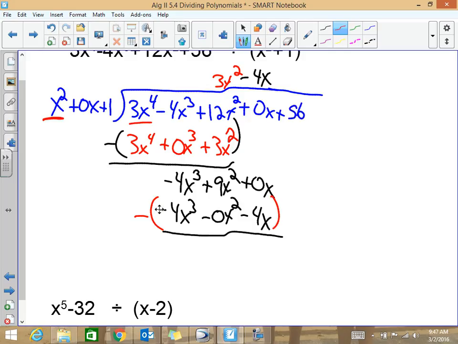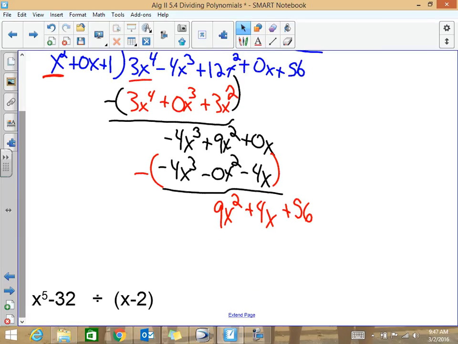So negative 4x to the 3rd minus negative 4x to the 3rd makes it plus, right? So that cancels out. 9x squared minus a negative 0 gives us 9x squared. 0x minus a negative 4x gives us positive 4x, right? Okay. Now what's next that we forgot last time? Bring down the 6.